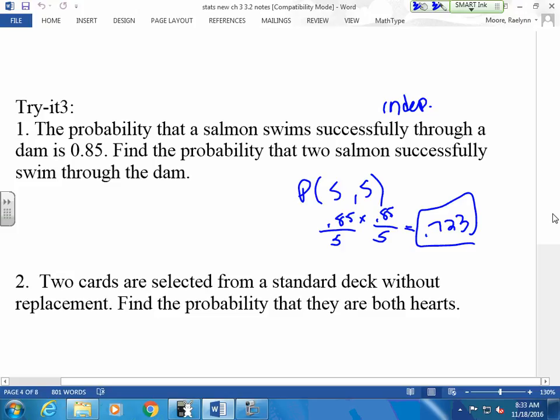2 cards are selected from a standard deck without replacement. So does this make me independent or dependent? Dependent. Tori, agree? Dependent? Okay.